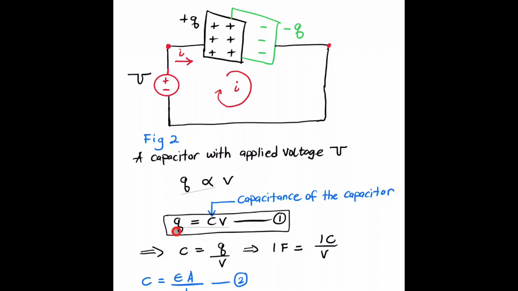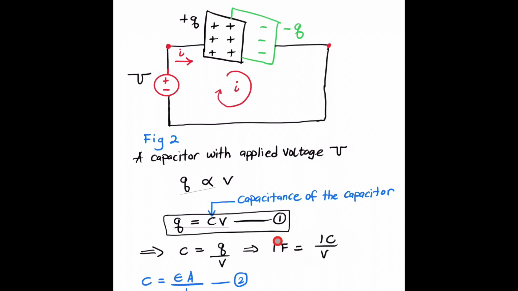So when we go down from here, Q equals CV. Q is the charge per plate, C is the capacitance of the capacitor, and V is the voltage applied across the capacitor. So from equation 1, we have C equals Q divided by V. So the capacitance is equal to the charge per plate divided by the voltage.